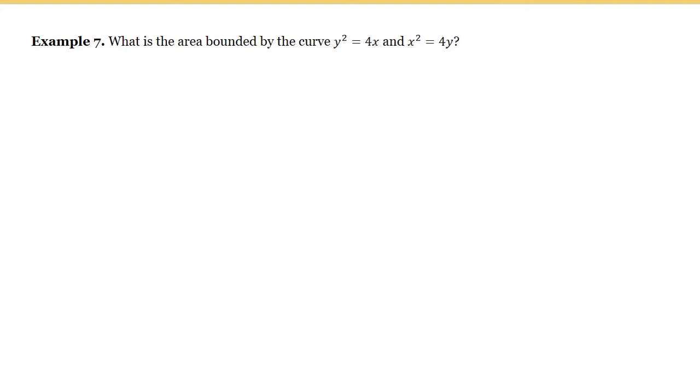What is the area bounded by the curves y squared is equal to 4x and x squared is equal to 4y? So we have here y squared is equal to 4x as our first equation, and this is y is equal to the square root of 4x. So with this, makikita natin that's 4x and this is y.